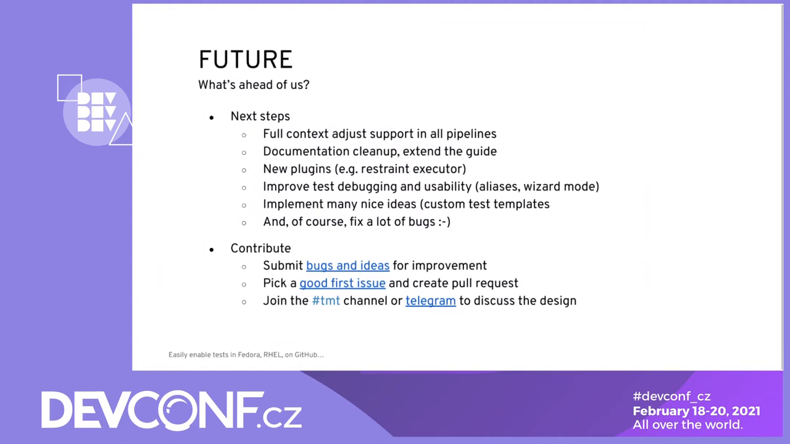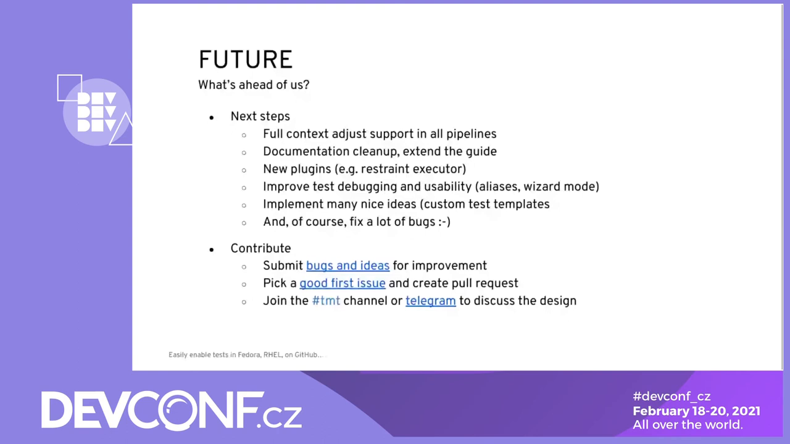Okay, so I will continue with the outline of our near future. For the next steps, we would like to enable the context adjust feature in our pipelines. We want to do some cleanup in the documentation and extend the guide we started work on recently, add some new plugins like restraint executor, and improve debugging and usability, like the aliases I mentioned, that would be integrated directly in the tool. Perhaps a wizard mode for those who are new and do not want to learn options, but would offer some possibilities.